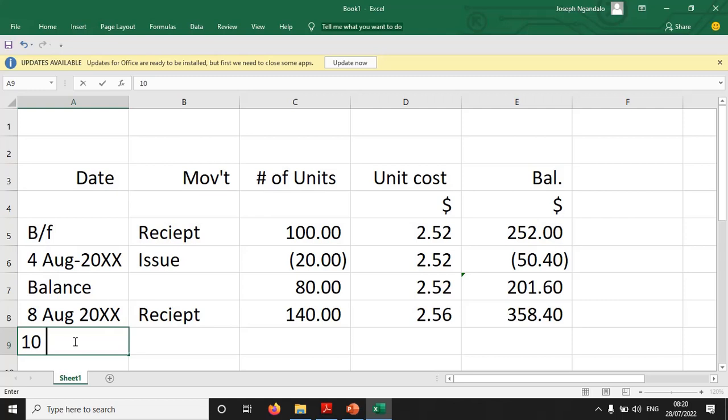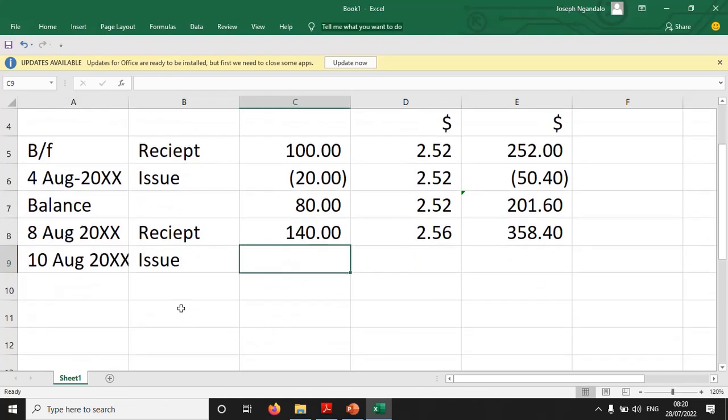10th, right? August 20XX. There was an issue. Now it is here where you're supposed to pay attention, right? Do you understand?